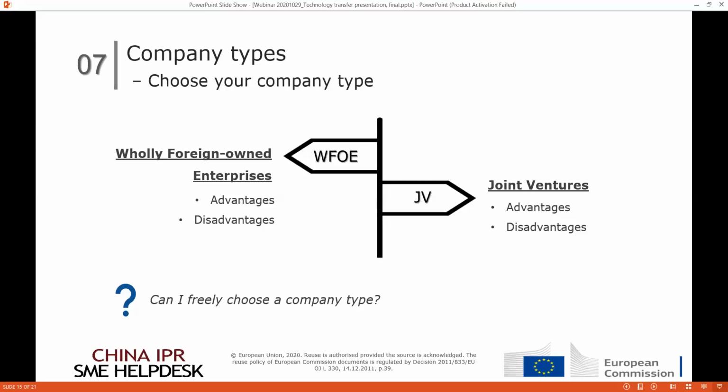Can I freely choose the company type? The principle is that yes, you can. However, again, because of the catalogs, you may be forced to change it into a joint venture.